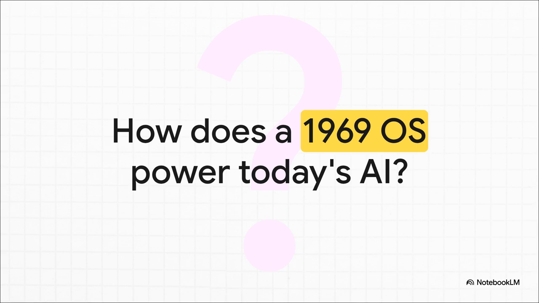So to kick things off, let's just pause and ask kind of a crazy question. How on earth does an operating system designed way back in 1969 still run the cutting-edge tech of today? I mean, it sounds almost impossible, right? We usually think of tech as something that gets obsolete in a matter of months. But here we have an architecture from the moon landing era that's literally out there managing global cloud infrastructures, cybersecurity grids, and yeah, even artificial intelligence.